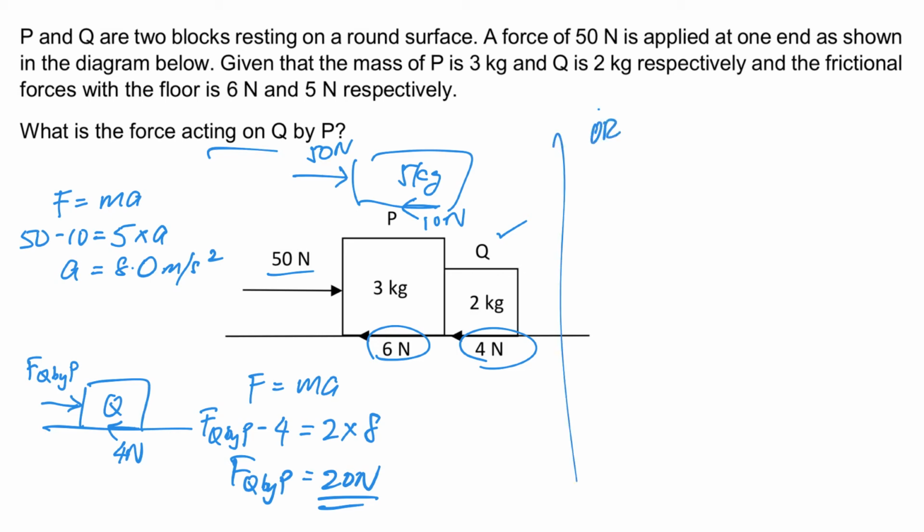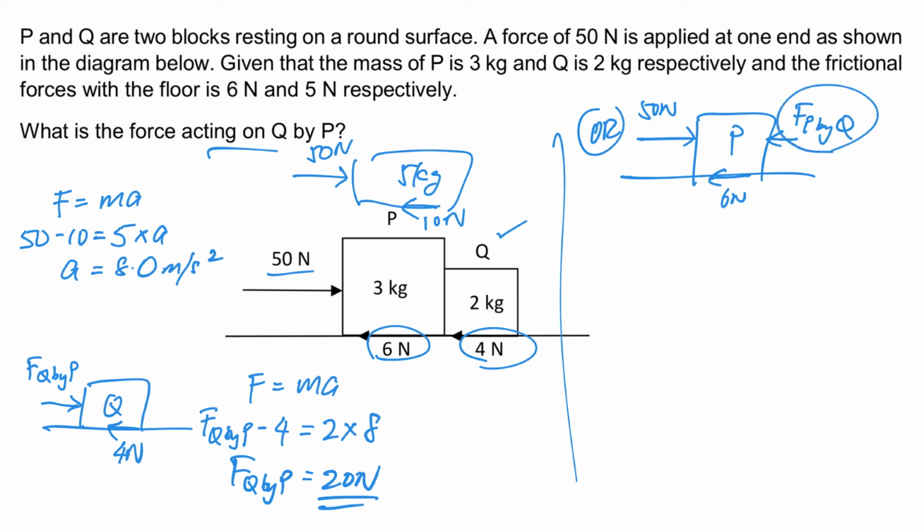Likewise, you can actually do the free body diagram for P. So this is my P. There's a pushing force of 50 Newton and there's a frictional force of 6 Newton, and don't forget there's a force acting on P by Q, and these two are actually equal and opposite because it's an action-reaction pair. So I can find this, and indirectly I'll be finding the force on Q by P also.